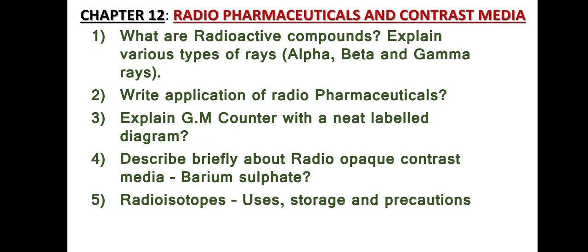Second question, write application of radiopharmaceuticals. Third question, explain GM counter, that is Geiger-Muller counter, with a neat label diagram. Fourth question, describe briefly about radio opaque contrast media, and you have to explain about barium sulfate. Fifth question, radioisotopes, that means you have to write the uses, storage and precautions while handling radioisotopes, and you have to explain about the radioisotopes. So these are the 5 important questions in chapter 12, radiopharmaceuticals and contrast media.